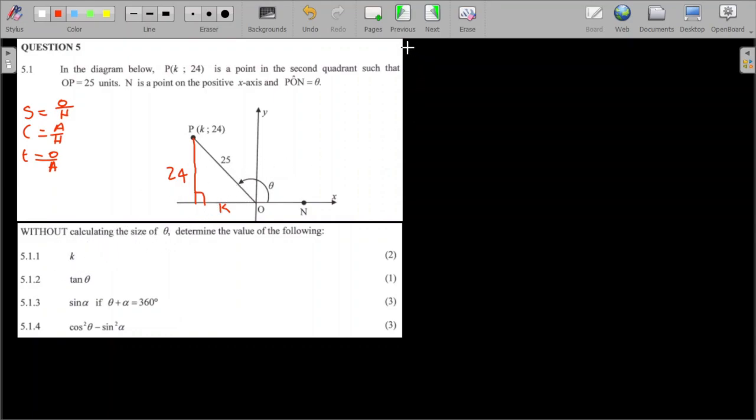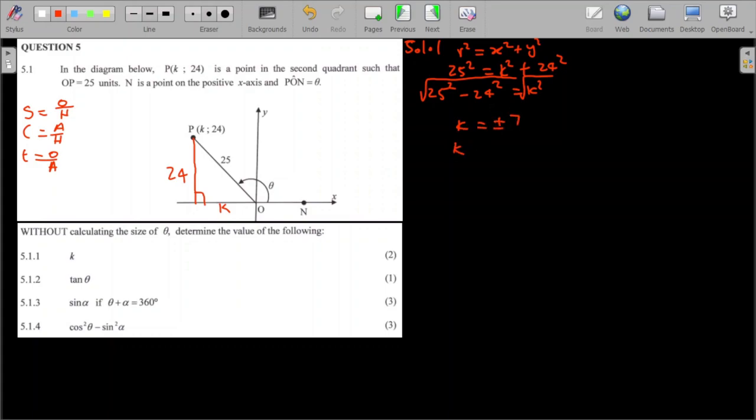Calculating the value of k, we're going to use the Pythagoras theorem: r squared is equal to x squared plus y squared. My r is 25, so 25 squared is equal to my x. Hopefully you can see that our x is on the negative side of the x-axis, so the value of k is going to be negative. That is very important. So it's k squared plus my y, 24 squared. Taking this to the other side, 25 squared minus 24 squared is equal to k squared. Then we square root both sides, so k is going to be plus or minus 7.